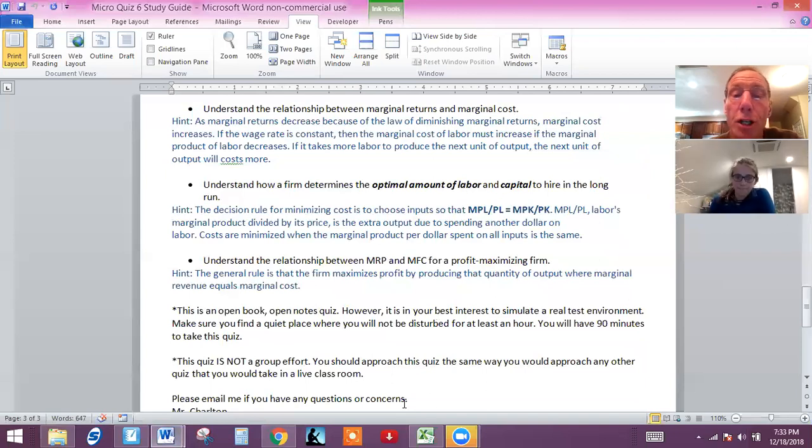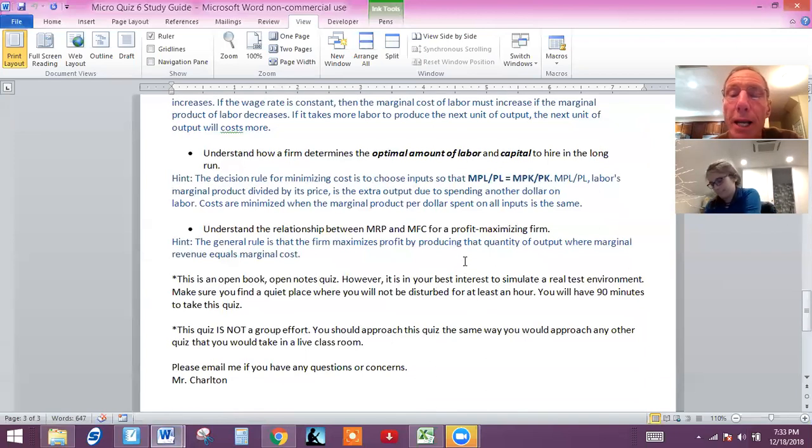Now, this is just sort of the same thing, but not quite. The general rule when we look at marginal revenue product and marginal factor cost, or we can just say marginal revenue and marginal cost, the firm is going to produce at the level where they're equal. Okay, and we'll talk a lot more about that when we get into the next chapter.